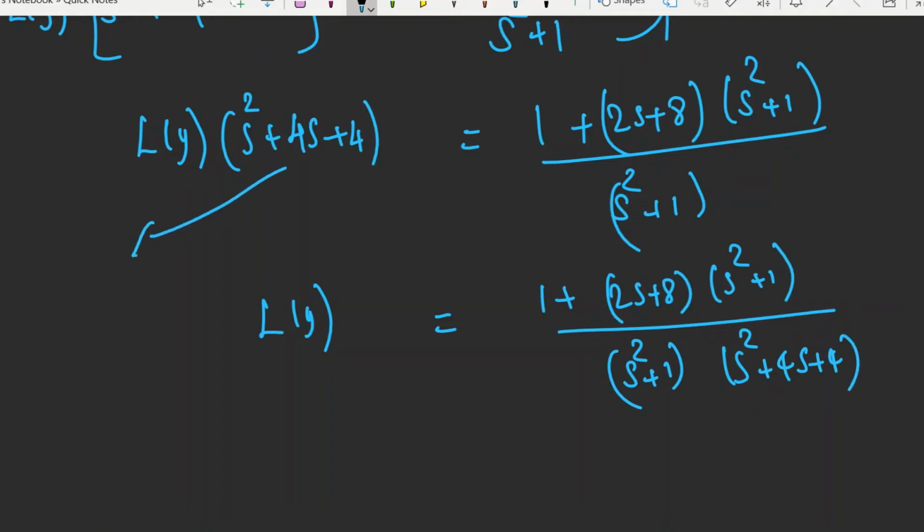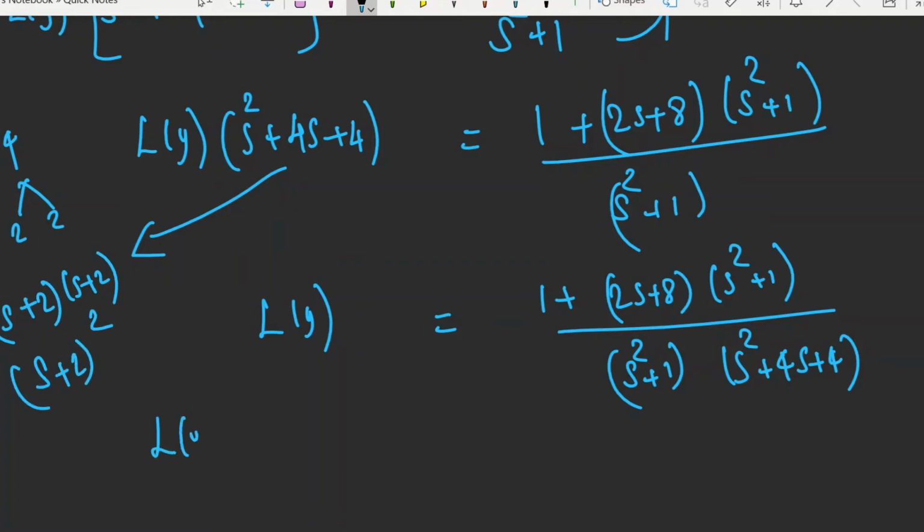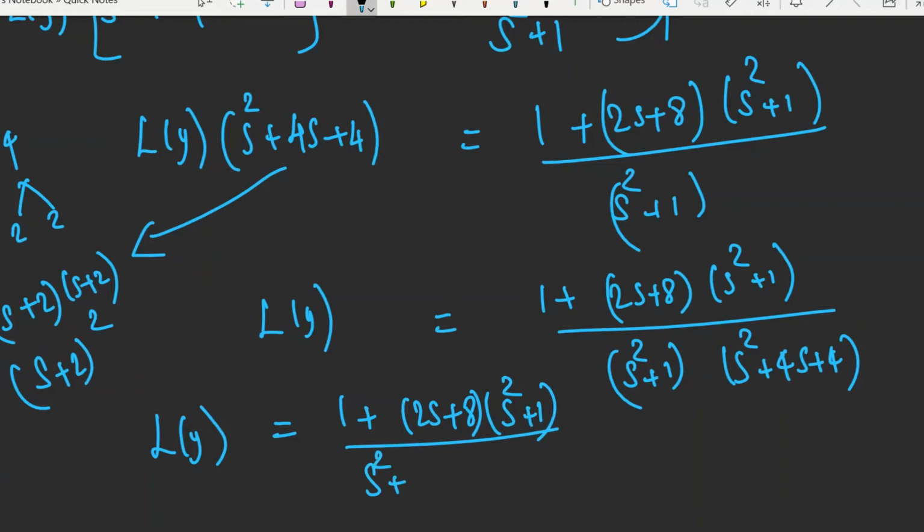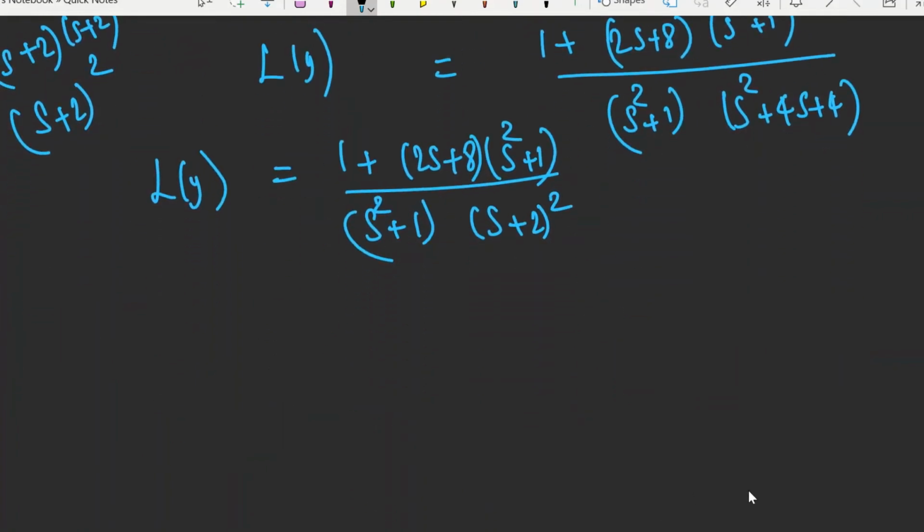So s square plus 4s plus 4 can be written as, we can factorize it, 2 into 2. So (s plus 2) into (s plus 2), which is (s plus 2) the whole square. Now L of y is (1 plus 2s plus 8 s square plus 1) divided by (s square plus 1)(s plus 2) the whole square. Now if possible, we will try to cancel the terms.